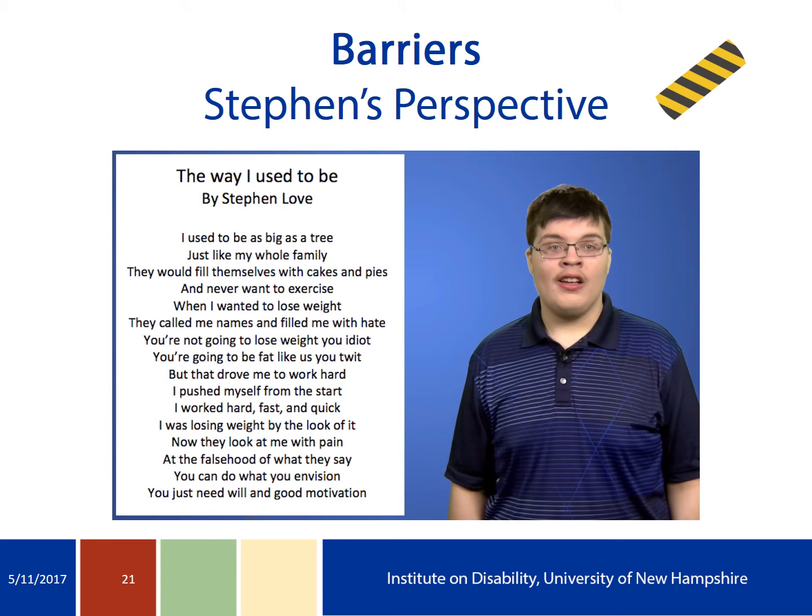The Way I Used to Be by Stephen Love. I used to be as big as a tree, just like my whole family. They would fill themselves with cakes and pies and never want to exercise. When I wanted to lose weight, they called me names and filled me with hate. You're not going to lose weight, you idiot. You're going to be fat like us, you twit. But that drove me to work hard. I pushed myself from the start. I worked hard, fast, and quick. I was losing weight by the look of it. Now they look at me with pain, at the falsehood of what they say. You can do what you envision. You just need will and good motivation.